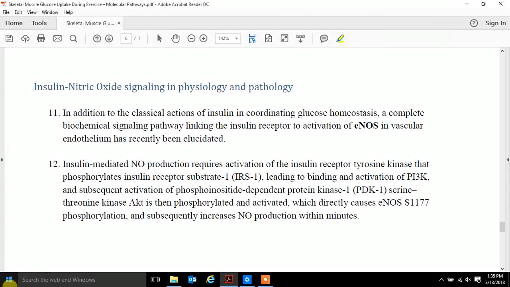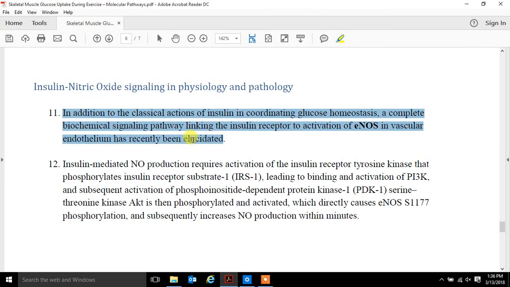So it goes beyond just the movement of glucose into the cell. There's some real integration going on here. We know that insulin nitric oxide signaling occurs both in normal physiology, but we start to see this come up in pathology as well. So in addition to the classical actions of insulin in coordinating glucose homeostasis, there's also a complete biochemical signaling pathway linking insulin receptor activation to that of endothelial nitric oxide synthase in the vascular endothelium. So it's playing two roles here.